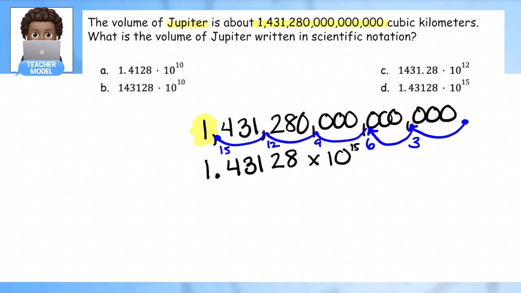So looking at my answer choices, I already know that these two aren't big enough because they are 10 to the 10th power. So now I have 2 choices, and looking at these two, which ones can I eliminate? Obviously, I can eliminate C because it is not in scientific notation. This part over here, it should be 1 and 431. There should be a decimal point right here. So that leaves me with my final choice, D, which does match our work. Hit pause and jot this down.